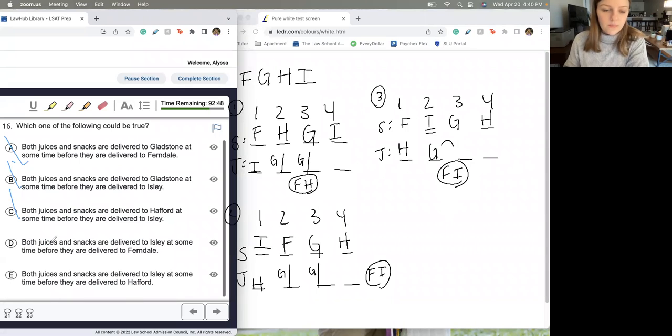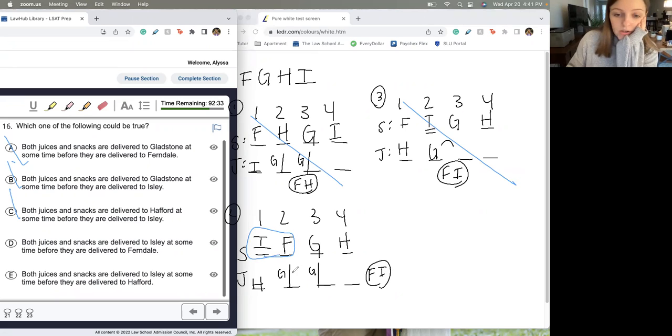D says both juices and snacks are delivered to I at some time before they are delivered to F. Can I make that happen? That eliminates the first world, eliminates the second world or the third world. I can't have that happen here, but I can have I before F. And I can make it happen down here too. I could simply put in G here and I and F here and make it so I is before F in both of my lines. So I like this one so far because I can make it happen.